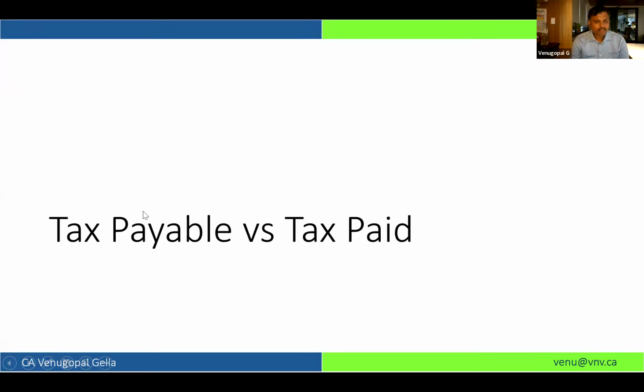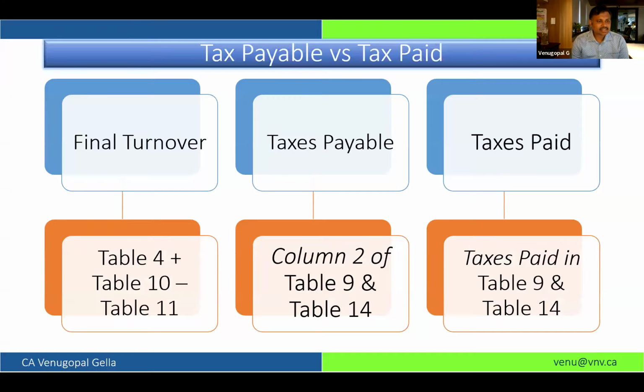Now the taxes payable and the tax paid, we have discussed in detail. The taxes payable is from your books. Taxes paid, we are saying, is derived from your GSTR 3B, previous year, current year adjustment. In GSTR 9, table 9, tax paid is auto-populated.